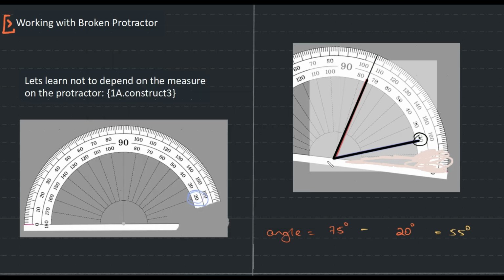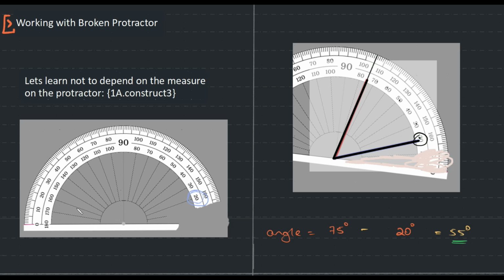Because of the software and stuff, I didn't get an exact answer, but on a sheet of paper, you will get this answer. So what did we do? Our initial arm being at 20 and the final arm being at 75, what we did was we subtracted those two values, 75 minus 20, and we got the exact measure of the angle. As simple as that.